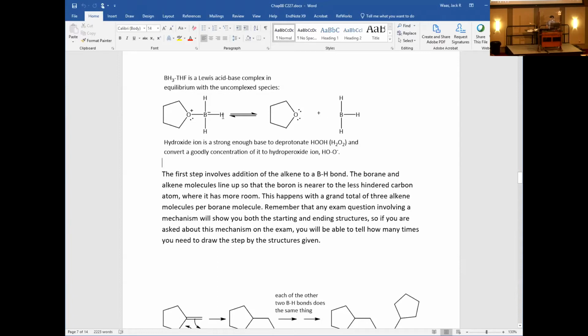But this equilibrium is always happening. I'd say the equilibrium heavily favors the Lewis acid Lewis base complex, but you will get some small concentration of borane. And as soon as you do, that stuff's going to react. Same thing, someone asked about B2H6. You could write a very similar equilibrium, B2H6 on one side and 2 BH3 on the other. Oh, by the way, you'll have fun trying to draw B2H6.